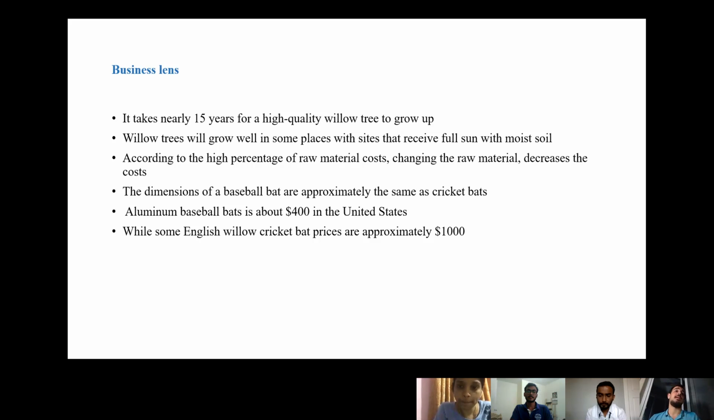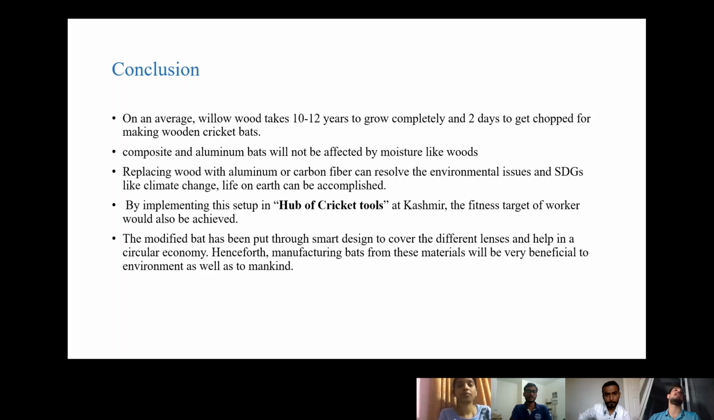We compared baseball bats with cricket bats because they have many things in common, and also there are some aluminum baseball bats in the market. So we compared the dimensions and the prices. Dimensions are approximately the same, and you can see the prices in the slide. To conclude, we can say that on average, willow wood takes about 10 to 12 years to grow completely and 2 days to get chopped for making wooden cricket bats.